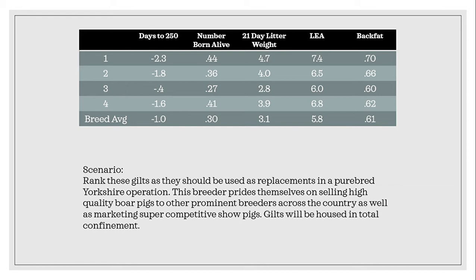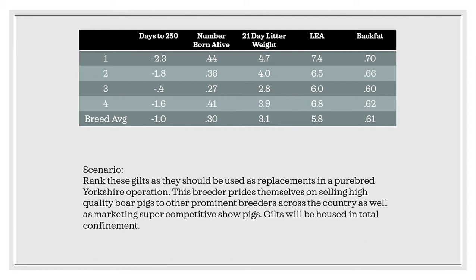You go through the data set here, you have days to 250. That's obviously a growth EPD, and you want it to be lower the better. So the negative 2.3 EPD there on number 1, that's the best in that particular column. That means she grew the quickest. She had the least amount of days to 250 pounds. Then you have the number born alive EPD. That goes back to how prolific the sow, the mother to these gilts, is. And you obviously want that to be higher the better.